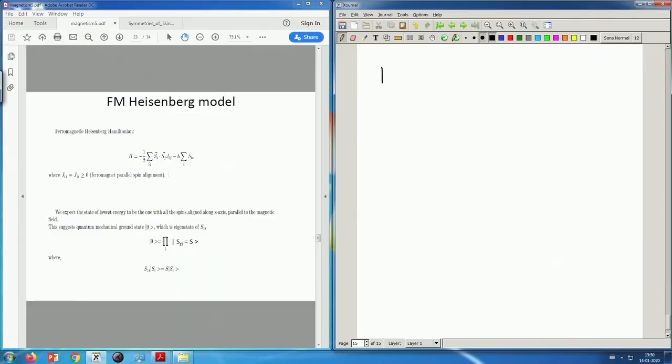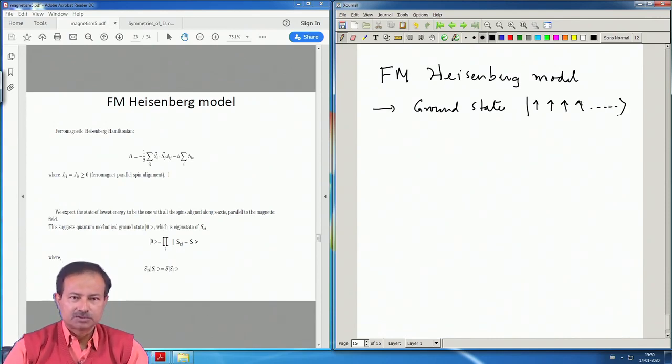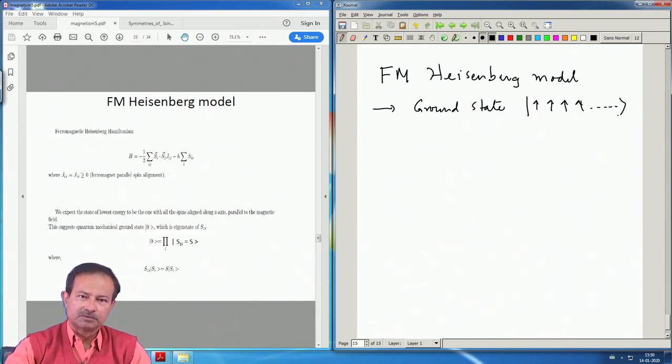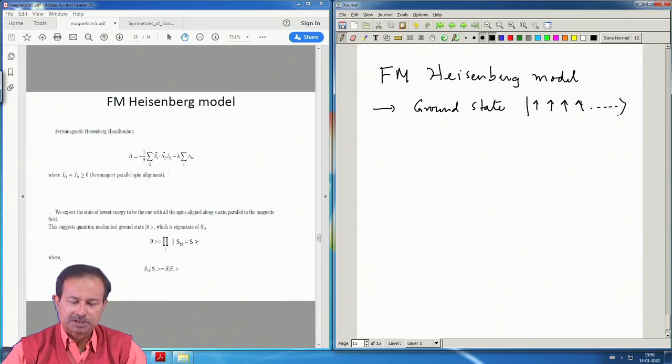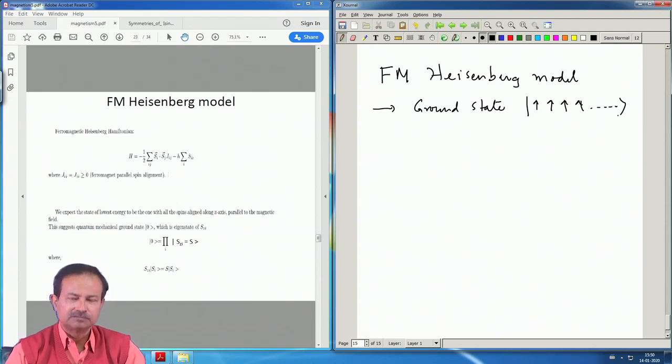Hello and welcome. We have shown so far that the ferromagnetic Heisenberg model has a ground state which is all spins up. If there is no magnetic field, of course, I could also choose all spins down. So, the magnetic field actually chooses a direction, but nevertheless this is the ground state. This classical, intuitively correct state is the quantum mechanical ground state as well.